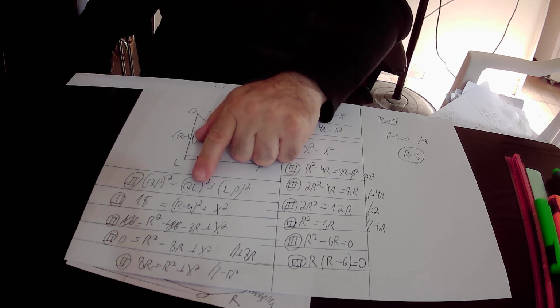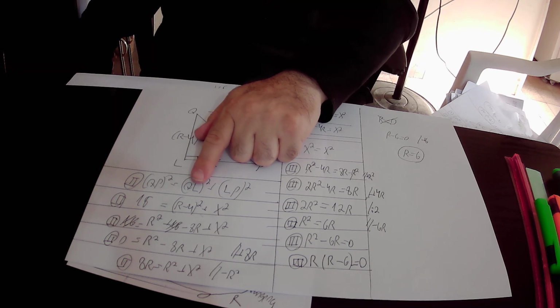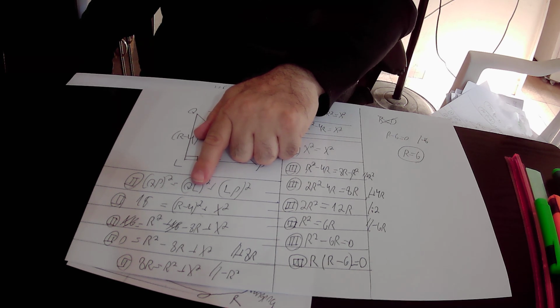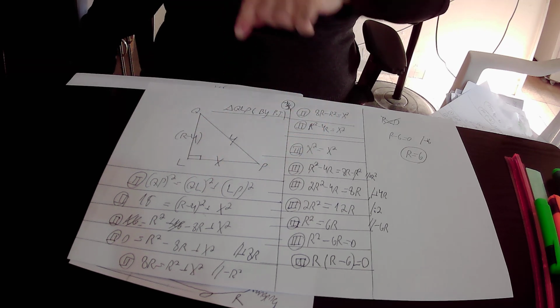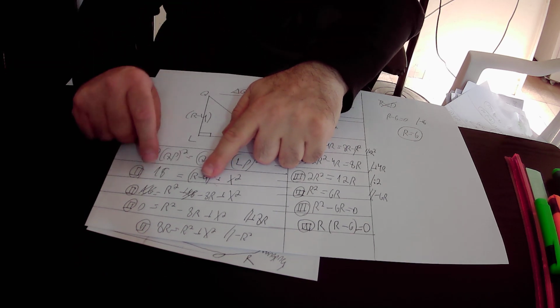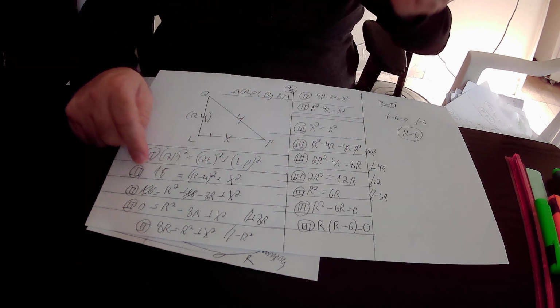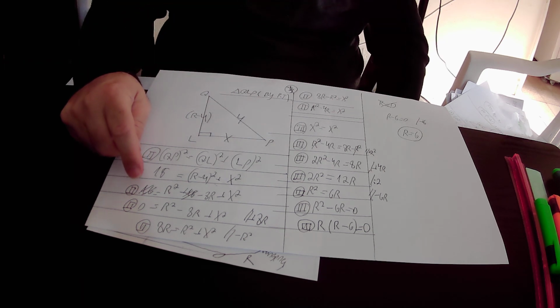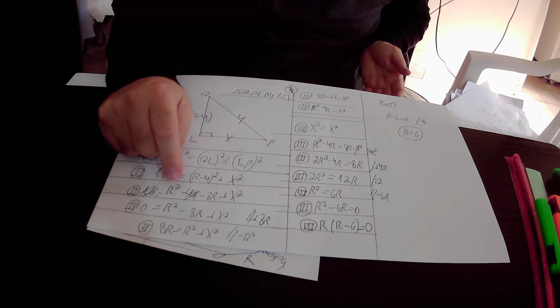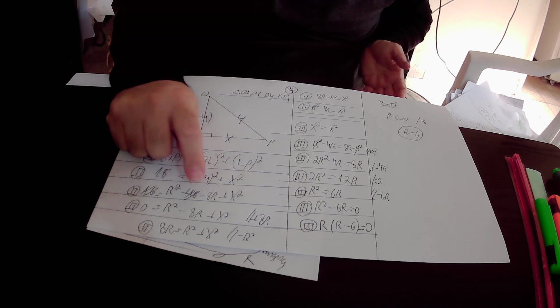So here we open the brackets on this side of the equation. r minus 4 squared equals r squared plus 4 squared, that is 16, minus 2 times r times 4, that is minus 8r, plus x squared. So we have 16 on both sides of the equation, so 16 will get cancelled. What is left from equation number 2 after we cancel 16? On this side nothing is left, we have 0. On the other side we have r squared minus 8r plus x squared.